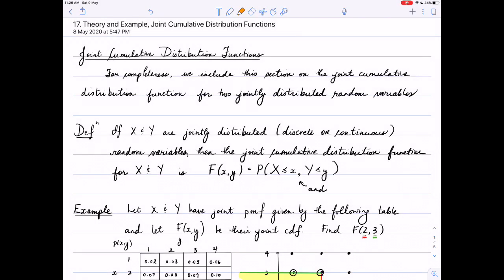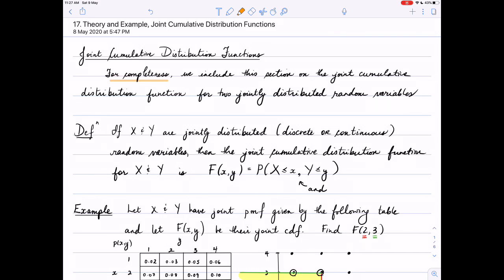In this video, we're going to talk about the joint cumulative distribution function. And I say for completeness, we are going to talk about this because, strictly speaking, one can get away with knowing just the density functions. In fact, I think it is more useful to be working with the density functions rather than the cumulative distribution functions. But this is a topic that is of some use, and so we will cover the properties of it in this video.